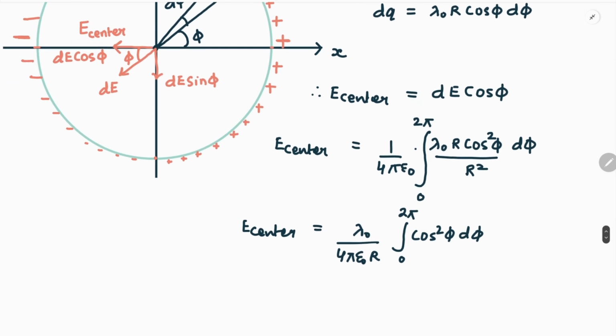So we can solve this integration by substituting cos square theta or cos square phi as (cos 2 theta plus 1) by 2 and then solving it out. On solving we obtain lambda naught upon 4 epsilon naught r. So the electric field at the center of this non-conducting ring is equal to lambda naught upon 4 epsilon naught r. This is the first part of the problem which we have covered.